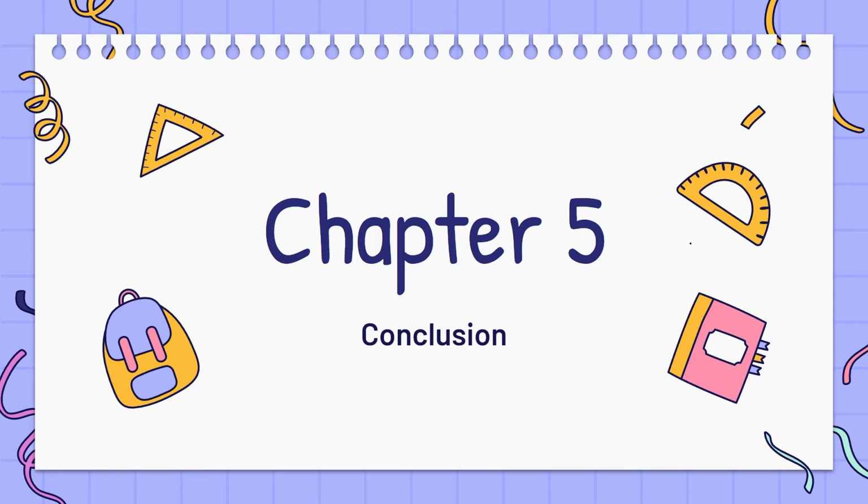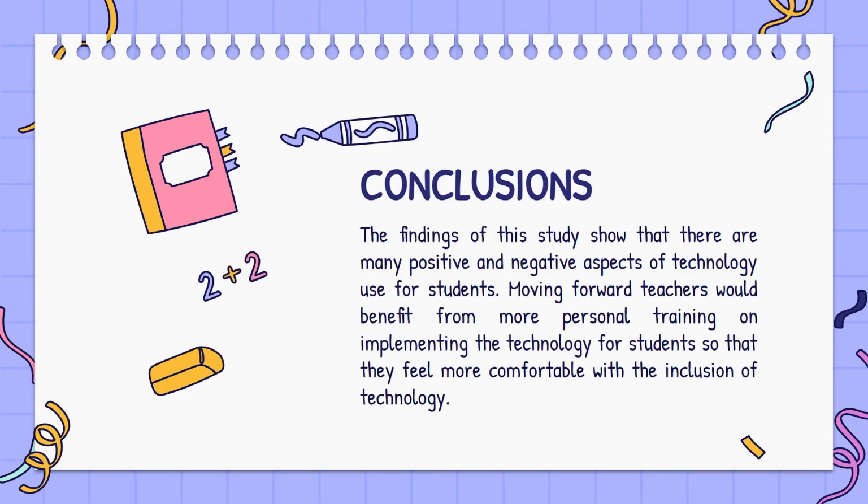For the last chapter, which is Chapter 5, Conclusion. The findings of this study show that there are many positive and negative aspects of technology used for students. Moving forward, teachers would benefit from more personal training on implementing the technology for students so that they feel more comfortable with the inclusion of technology.